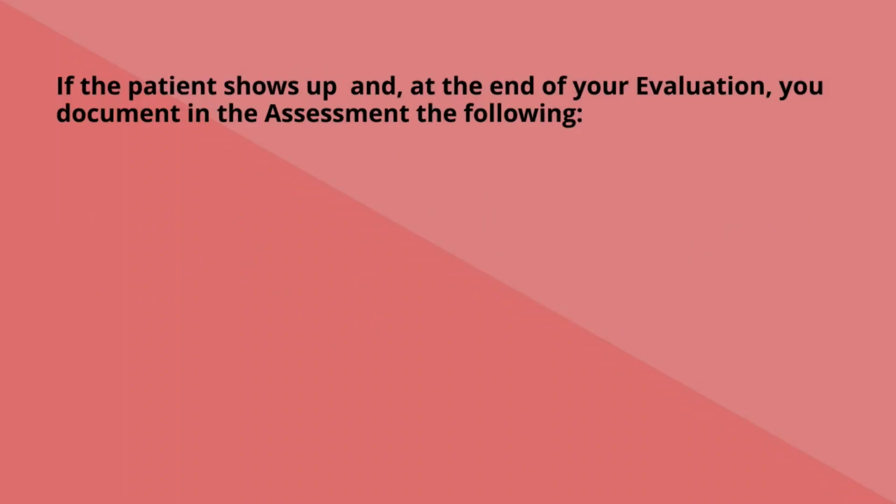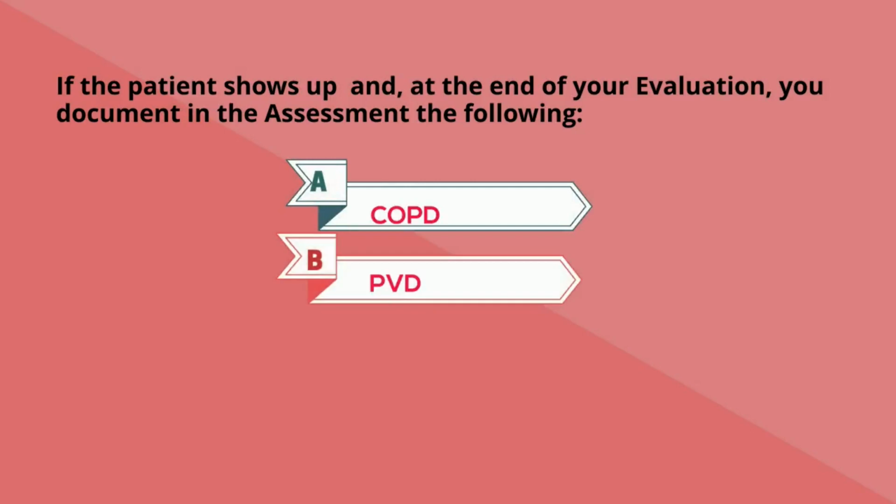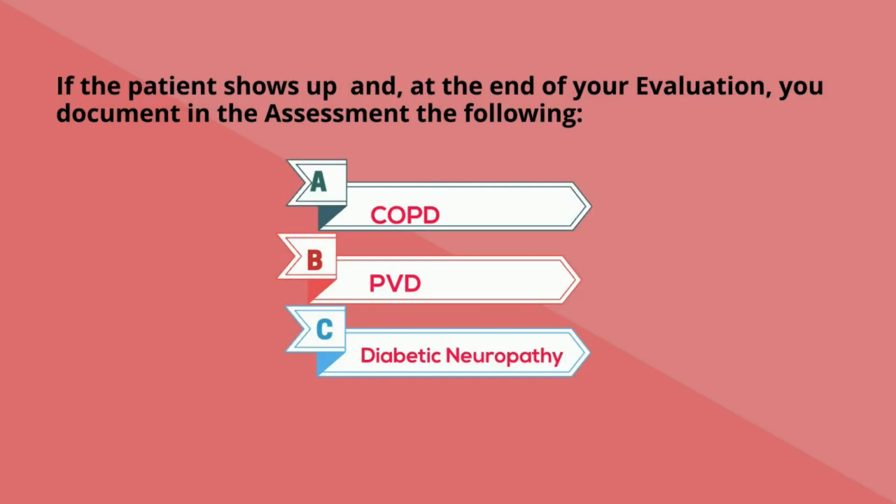If Mary, one of your patients with Medicare Advantage Plan, shows up at your office and at the end of the evaluation, you document in your notes the following diagnoses: chronic obstructive pulmonary disease, peripheral vascular disease, and diabetic neuropathy. How will you get reimbursed?